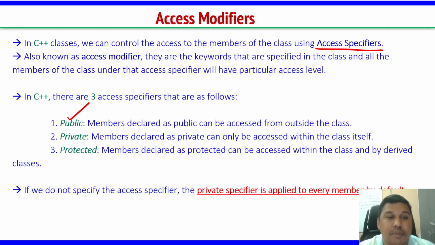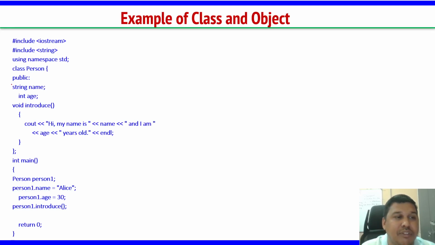First one is public. Members declared as public can be accessed from outside the class. Any other class object can access public variables or public functions. Next, private. Members declared as private can only be accessed within the class itself, not outside the class. Protected. Members declared as protected can be accessed within the class and by derived classes. When we study inheritance, we will come to know about those derived classes. So these are the three different access specifiers which we keep giving here.